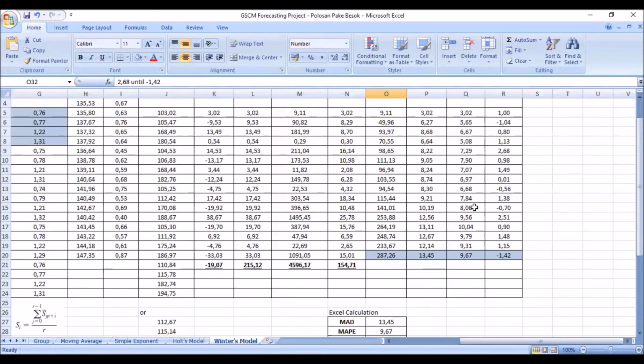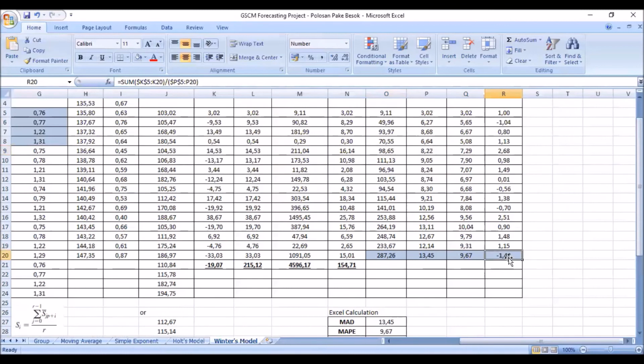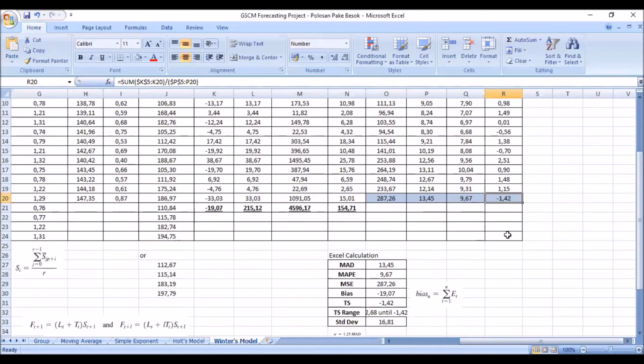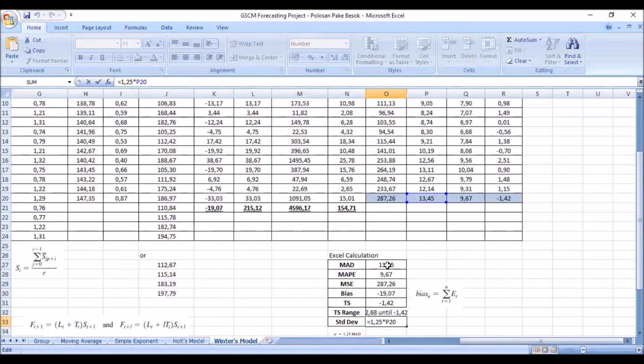And for the TS range, we're gonna find the highest one, which is 2.68, and the lowest one is minus 1.42. Which is good because it's not too under-forecasted or over-forecasted, and it's also reliable and not biased. For standard deviation, we're just gonna calculate 1.25 multiplied by the MAT, and in this case we have a good standard deviation that's not too high and is quite low.